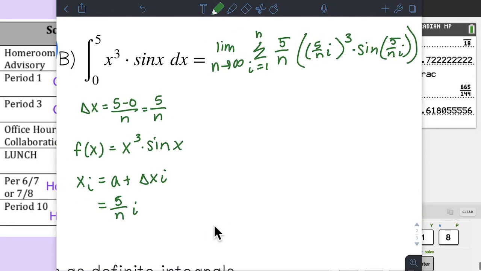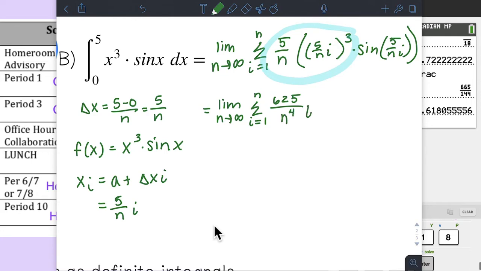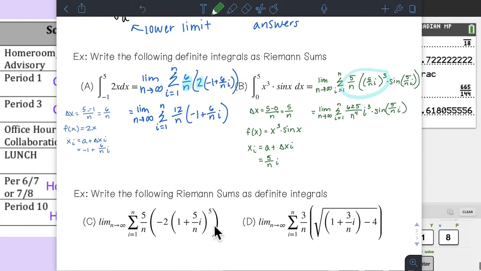Now I could of course leave it like this, but I can also simplify these two things, multiply them together. So I can take the limit as n goes to infinity of the summation from 1 to n. So 5 over n i all cubed, so 5 cubed would be 125, and then multiply it by the 5 on the outside, I'd get 625. And then I would have n cubed coming from the inside times the n on the outside, so n to the 4th, times i cubed times the sine of 5 over n i. So that could be my final definition there.